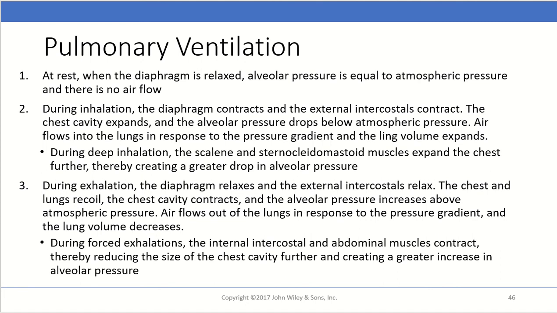The alveolar pressure is therefore going to increase above atmospheric pressure, and air is going to therefore flow out of the lungs in response to the pressure gradient. This is also going to correspond with a decrease in lung volume. During forced exhalations, the intercostal and abdominal muscles are going to contract, thereby reducing the size of the chest cavity even further. And this creates a greater increase in alveolar pressure.